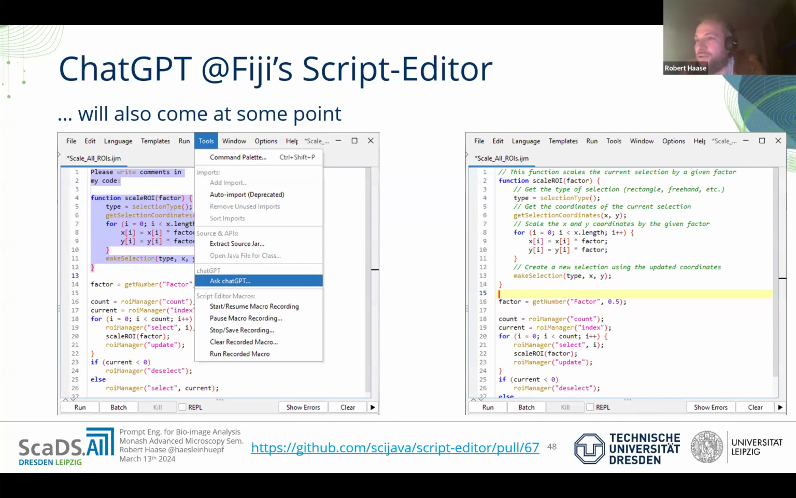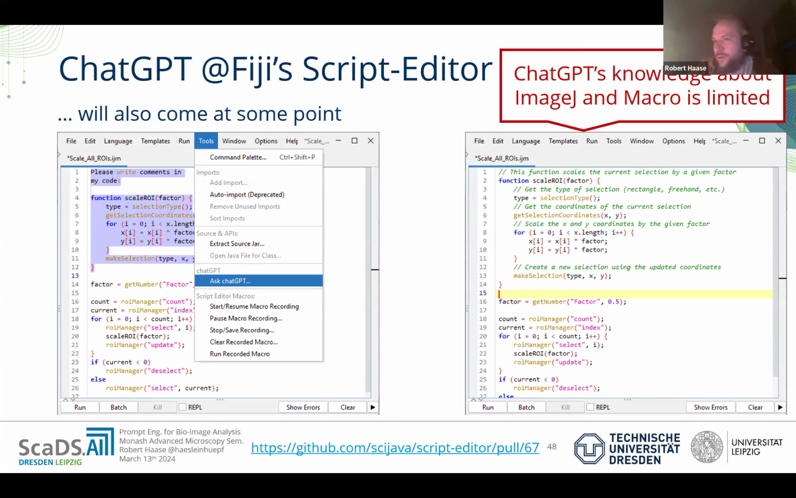The same things will also come to Fiji, which is great. I can highly recommend it in particular for commenting code. If you get a long ImageJ macro from a collaborator and it is not well documented, you can ask ChatGPT, can you please write comments in this code? And then it will write comments there. It will explain what the code is doing. Again, this might be a cool tool for Python or ImageJ macro beginners. But I must also say that ChatGPT's knowledge about ImageJ macro is limited because the online documentation about these techniques is limited compared to Python.